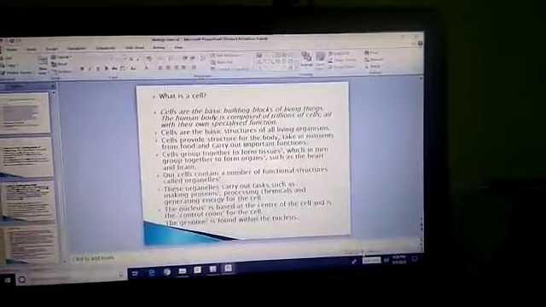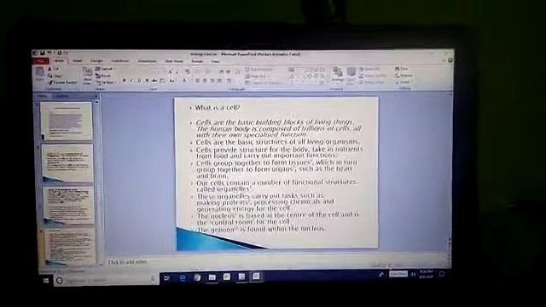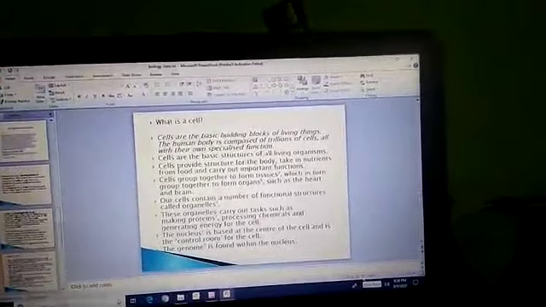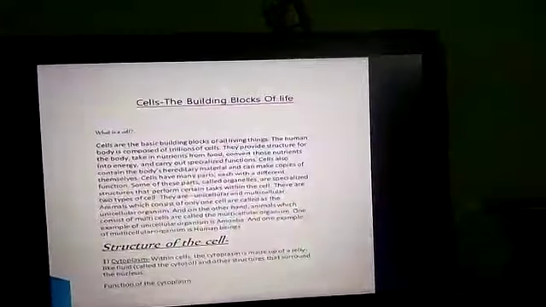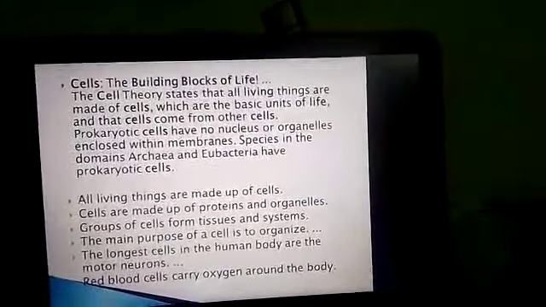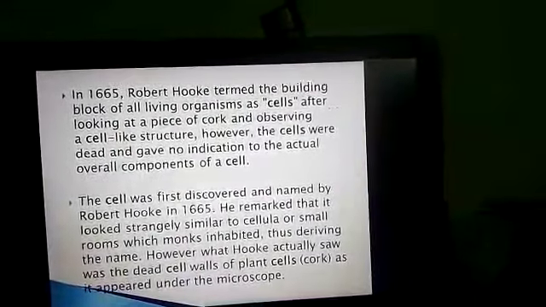Next, as we discussed, what are the types of cells? In the nucleus we have the genome, which is genetic material that passes from one generation to the next generation.